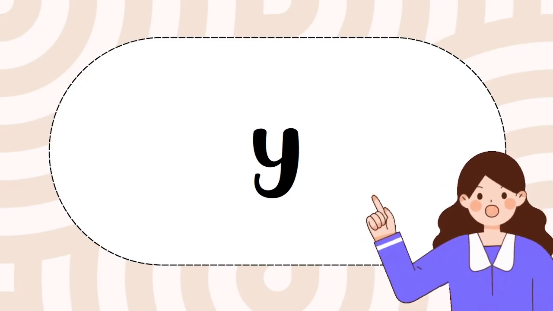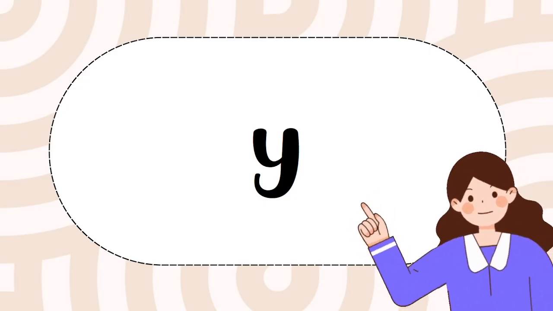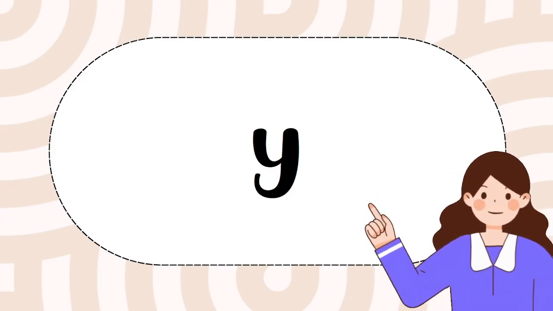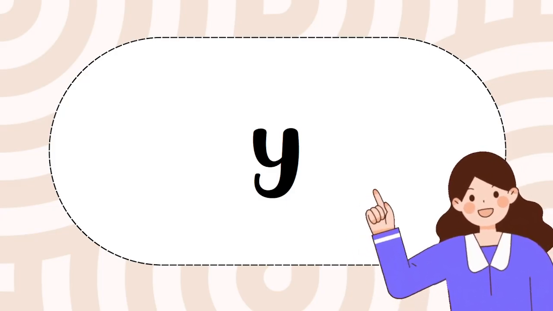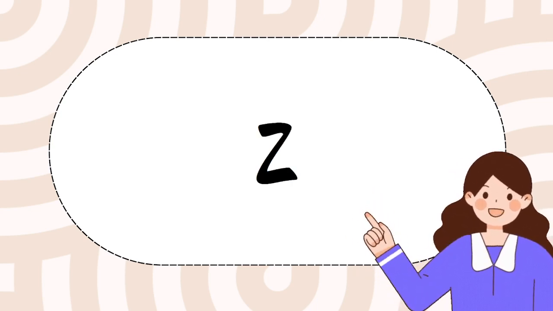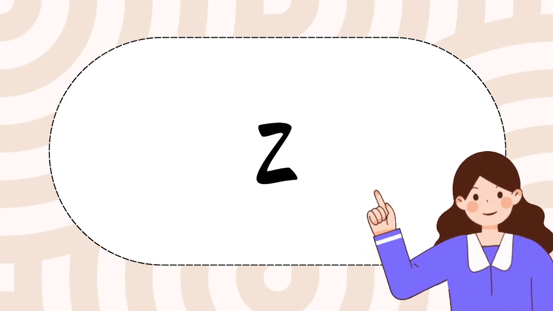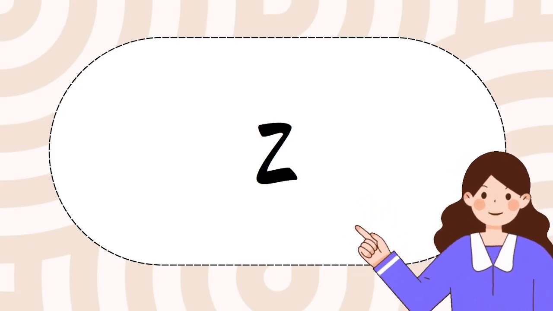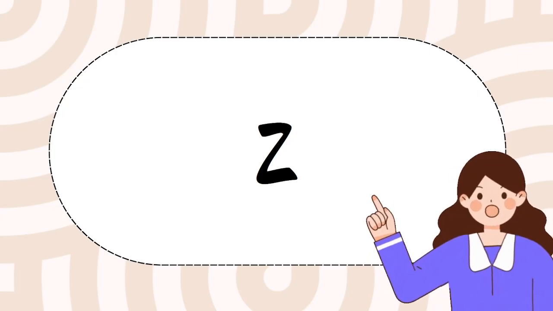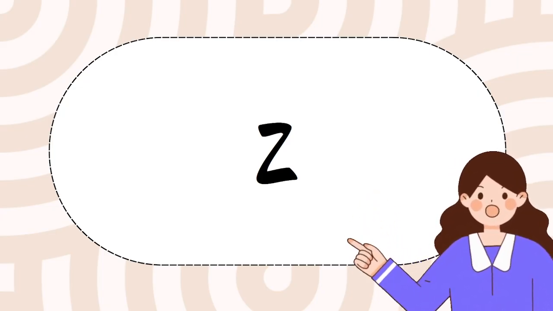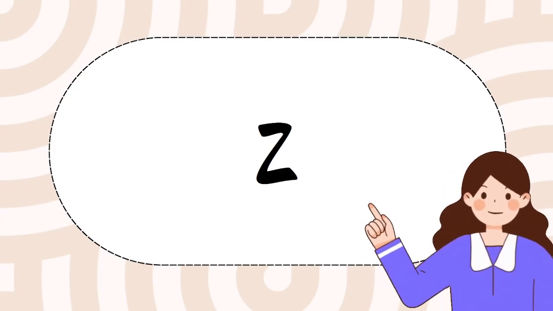This is letter Y. Letter Y sounds Y. Y. Can you repeat? Y. This is letter Z. Letter Z sounds Z. Z. Z. Can you repeat? Z sounds Z.